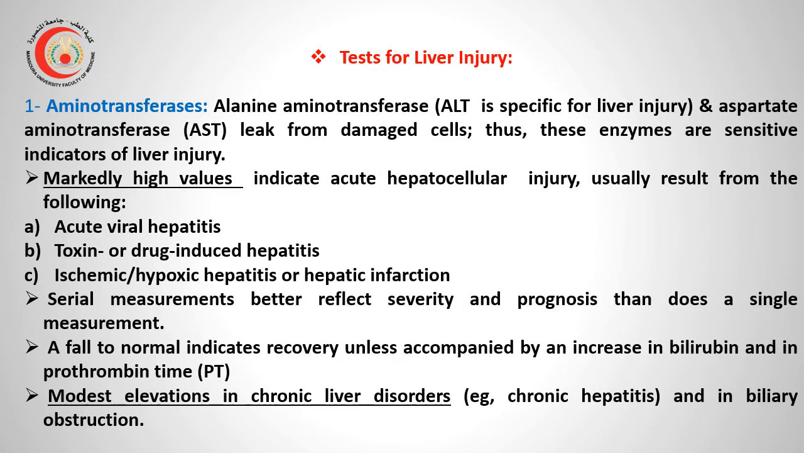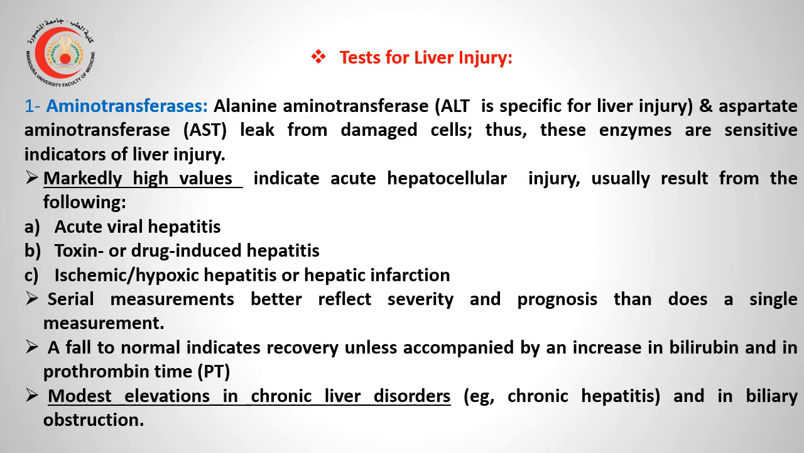First, we will start with tests that will assess liver injury. First are the aminotransferases, the enzymes that transfer an amino group from one amino acid to another amino acid. They are alanine aminotransferase, abbreviated as ALT, which is a specific enzyme for liver injury, and aspartate aminotransferase, abbreviated as AST. They leak from the damaged cell, thus these enzymes are sensitive indicators of liver injury.